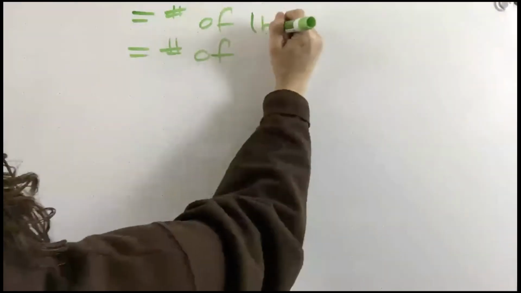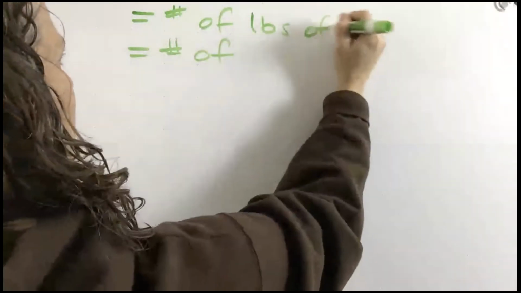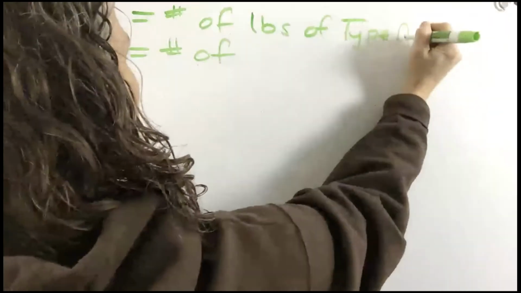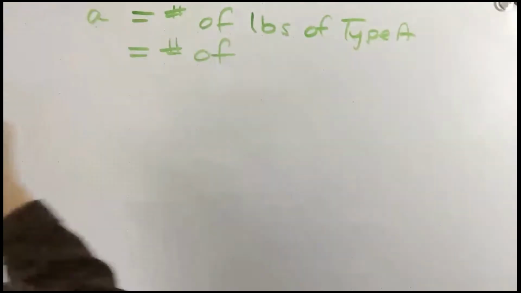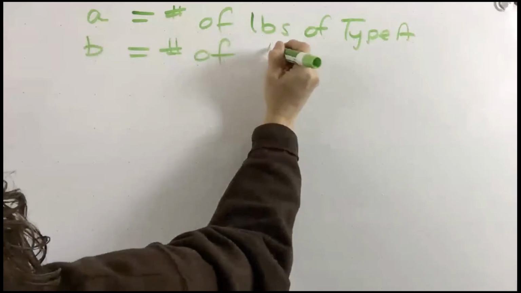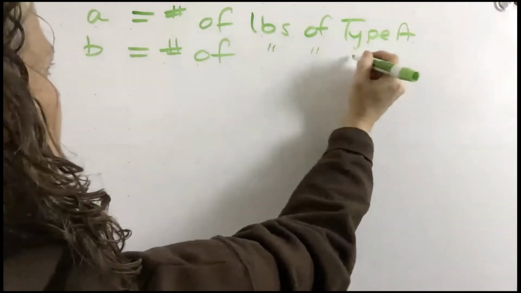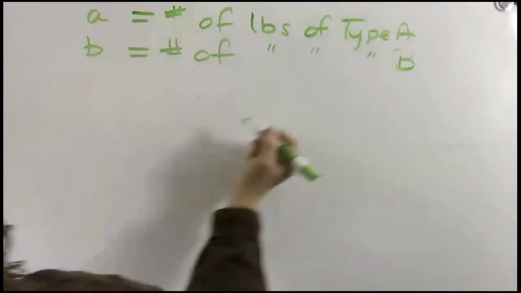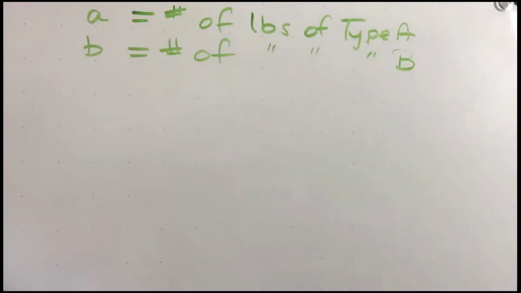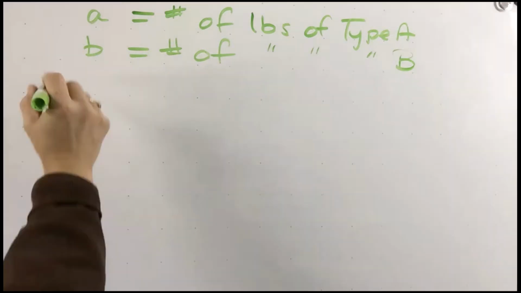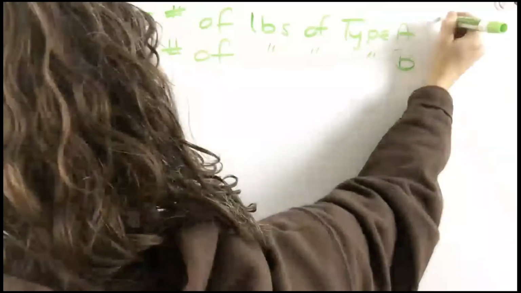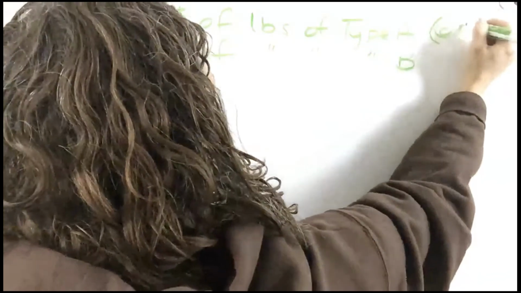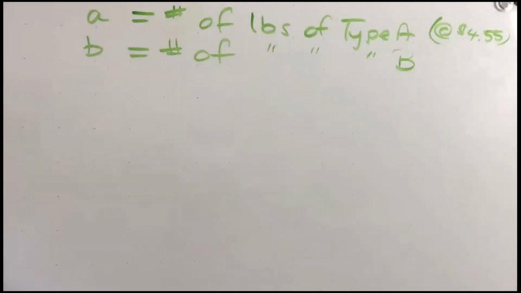I'm going to let my number of pounds be my variable. So type A, and maybe that's obvious to you, but I'm just going to say that anyways. I'll let little a be the number of pounds of type A, and I'll let little b be the number of pounds of type B coffee. And I know that type A coffee costs $4.55 a pound, and type B coffee costs $5.90 a pound.